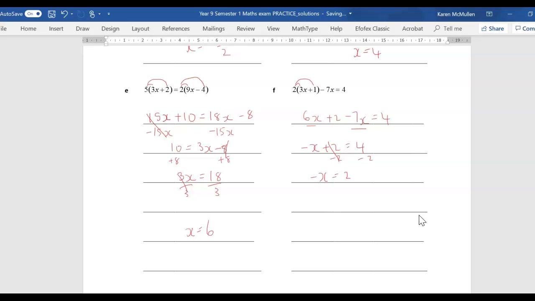Now, when you've got a negative, because we do want to make it a positive x, we don't want to leave it with a negative x, whatever is negative becomes positive, and whatever is positive becomes negative. So that 2 on the right-hand side was positive, but now I'm going to make it a negative. So notice how I've switched the sign from negative x to x, and I've switched the positive 2 to negative 2.